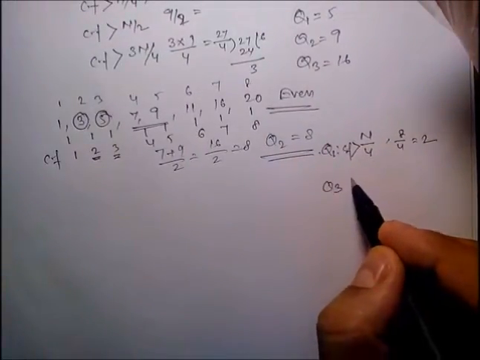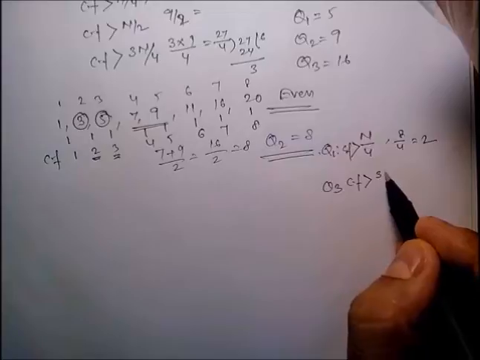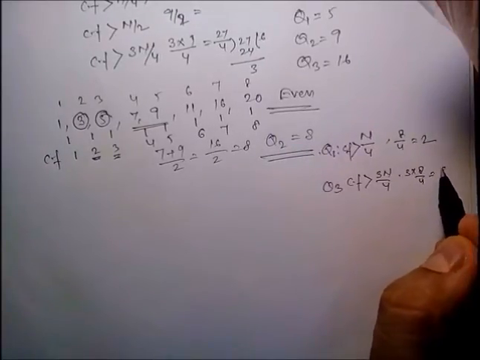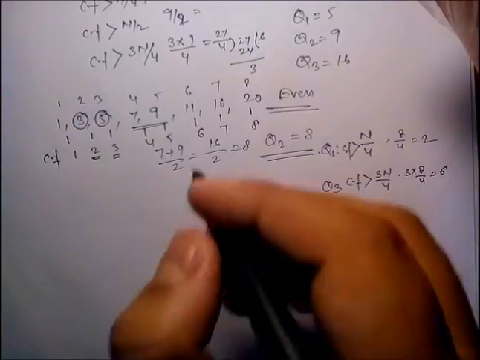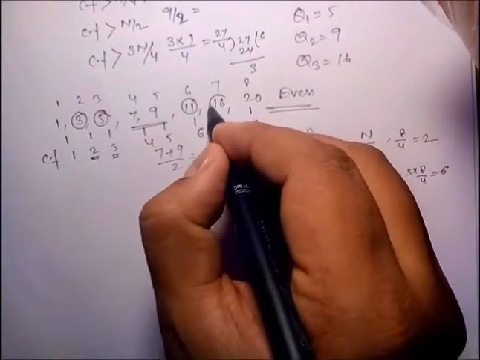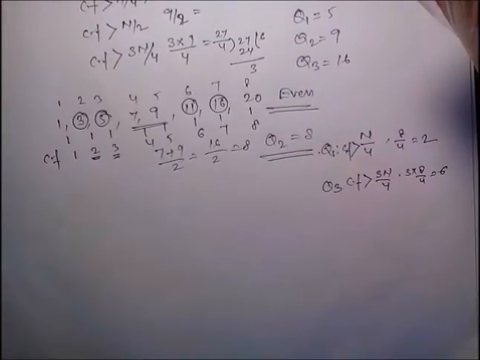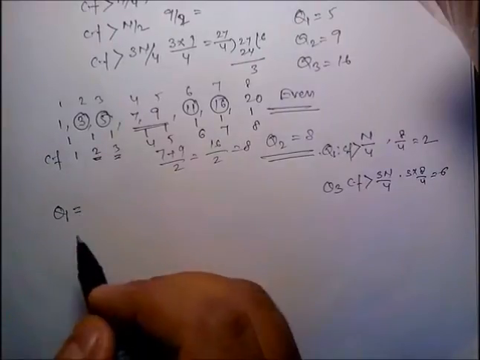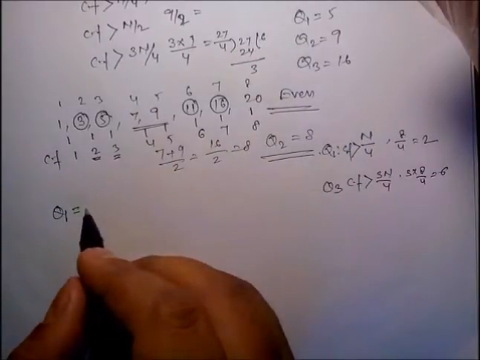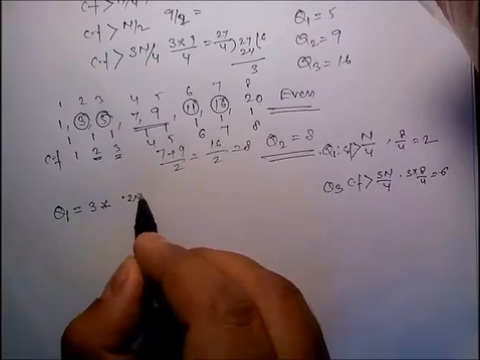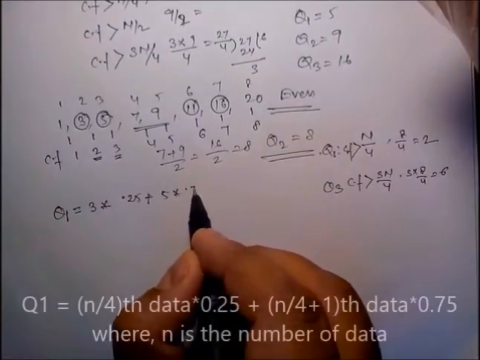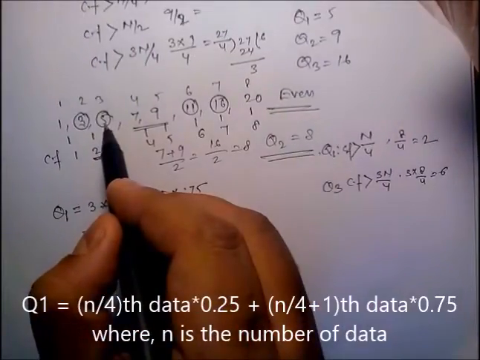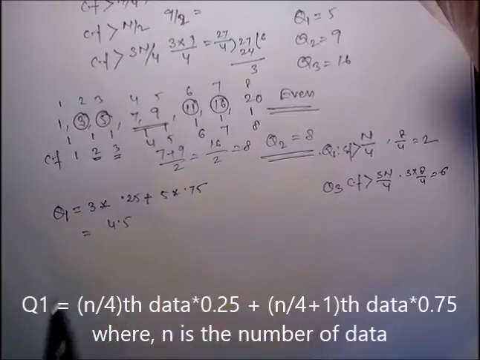Similarly for Q3, we have to identify the CF which is just more than 3n by 4, so 3n by 4 is 6. So we have to consider these two data, 11 and 16, to calculate Q3. Now to calculate Q1 we use the formula 3 into 0.25 plus 5 into 0.75. So 25% of the 3 and 75% of the 5. So the answer is 4.5.